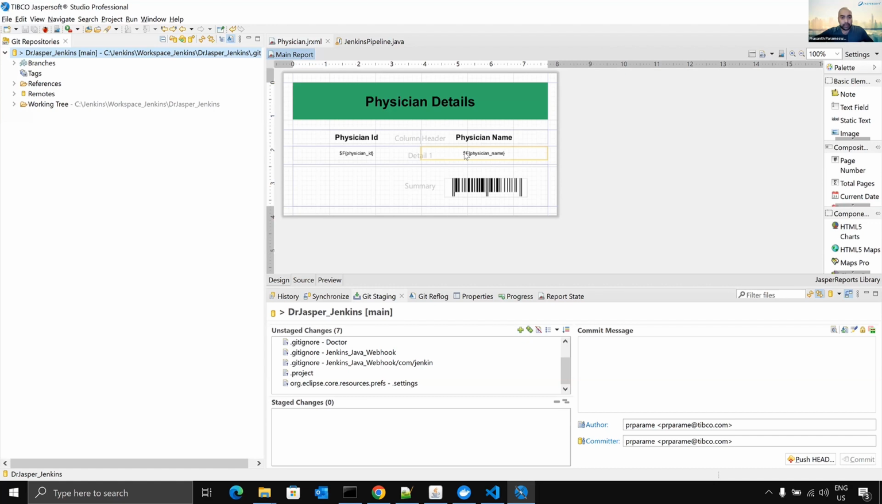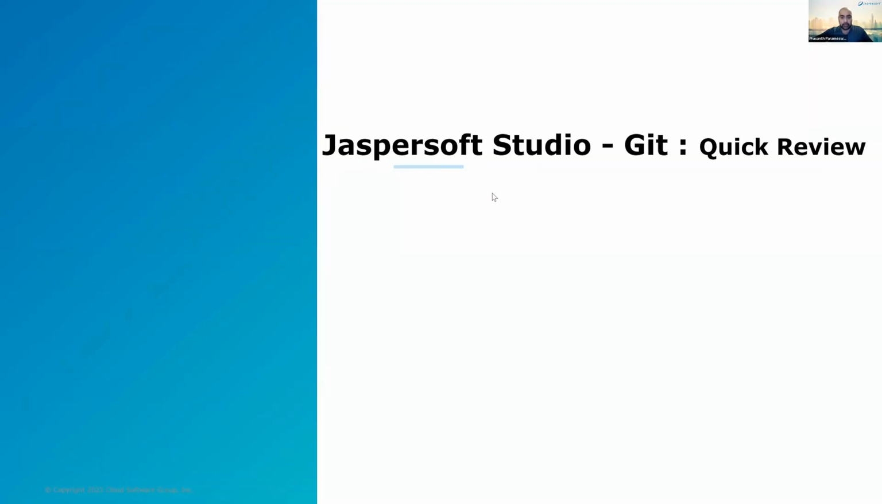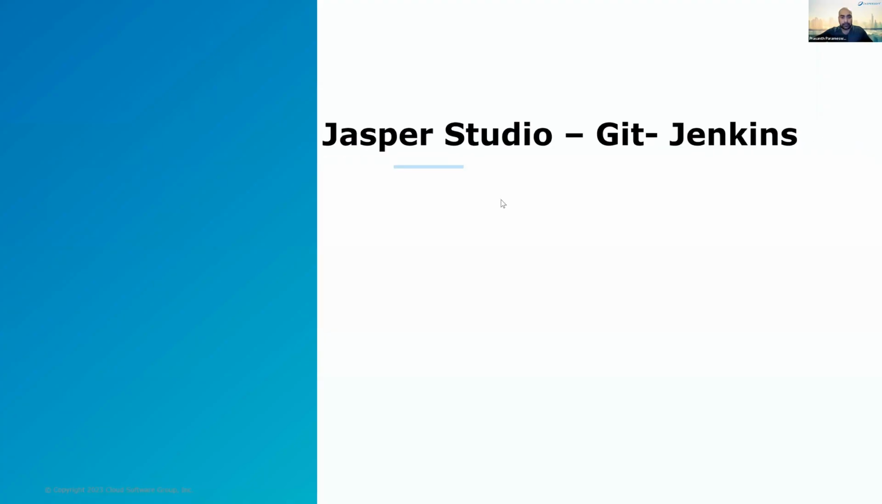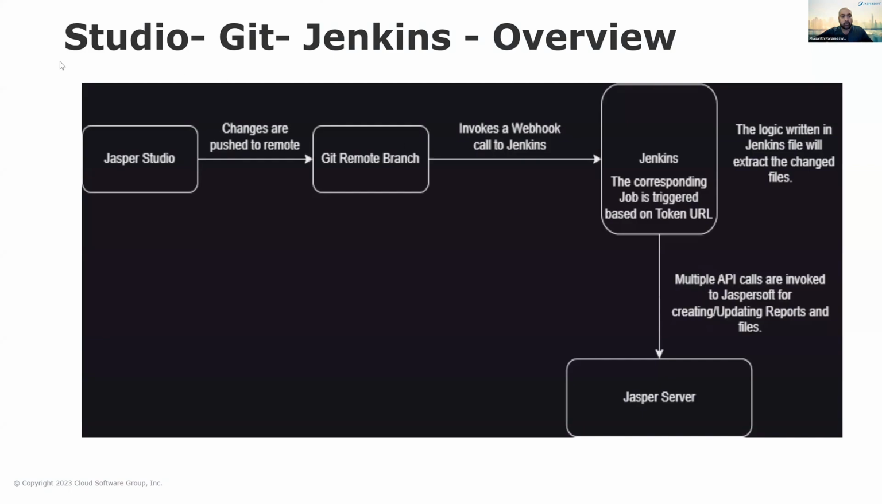So yeah, let's go to the slides once again, and let's go to the Studio, Git, Jenkins overview. This is what we are actually going to do today. We have our Jaspersoft Studio, which has all the JRXMLs, images, and everything. Once you complete all the development of a particular report, you will push the changes to a remote. We showed you how to do that in the last session.